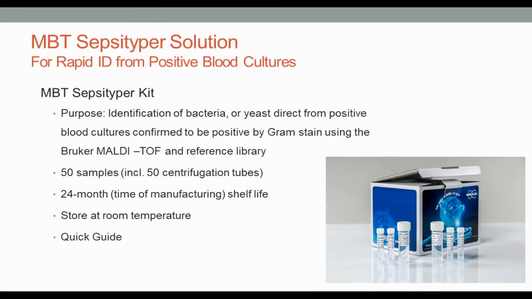Bruker has developed a blood culture rapid identification kit based upon the Multitof technology, known as the MBT Sepsityper. This kit allows for identification of blood culture isolates directly from a positive blood culture. 50 identifications can be performed from one kit, and the shelf life is up to 24 months and may be stored at room temperature.